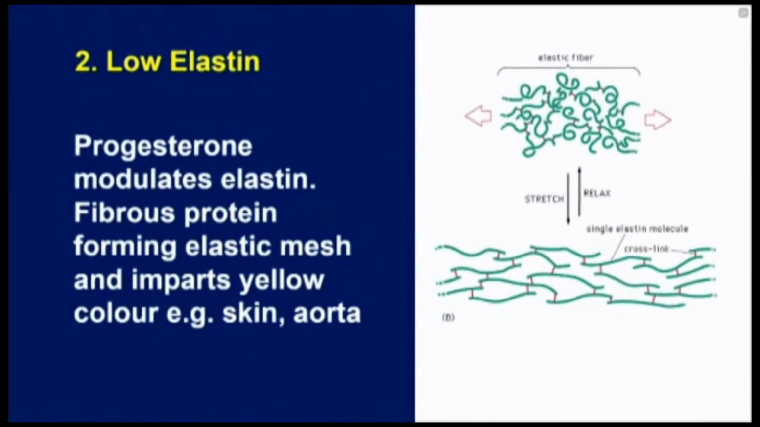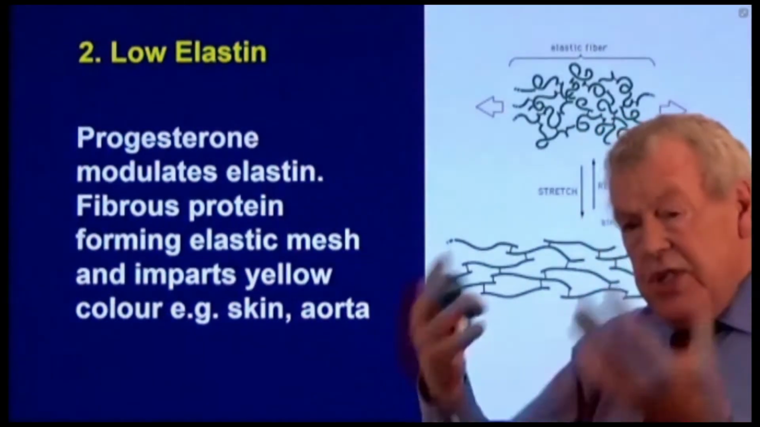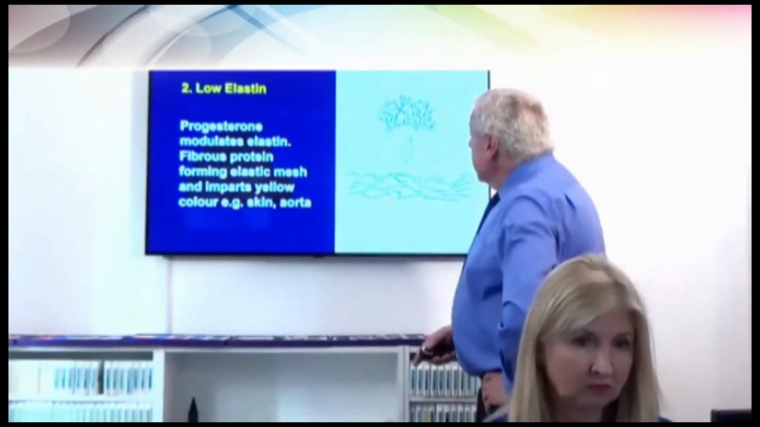Elastin: progesterone modulates the production of elastin. It is a fibrous protein forming an elastic mesh and imparts yellow color in the skin, in the aorta, and in the other elastic tissues in the body. So the main hormone that modulates elastin production is progesterone, and of course this is decreasing postmenopausally because there's no corpus luteum being produced.